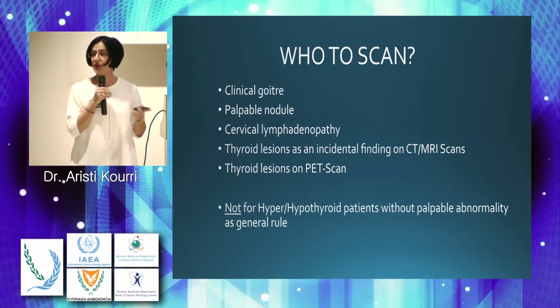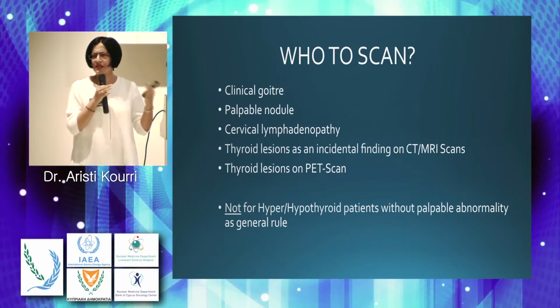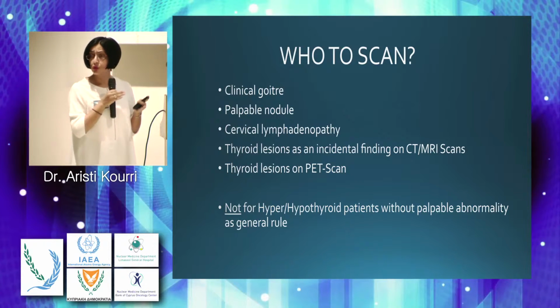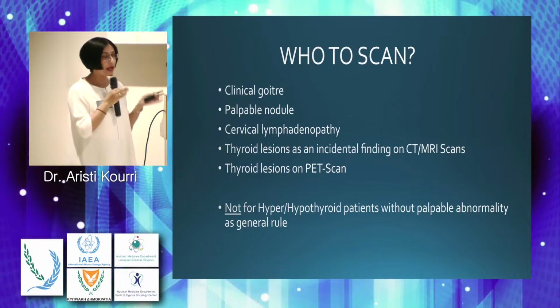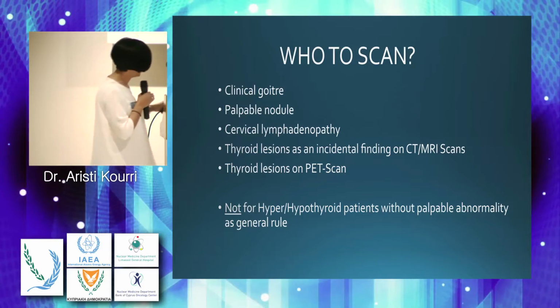Who to scan? You have a patient who has a focal lesion, or maybe doesn't have anything palpable. You have to scan someone with clinical goiter, with a palpable nodule, someone with cervical lymphadenopathy of unknown etiology, a thyroid lesion as an incidental finding on CT or MRI, and thyroid lesions on PET scan. You don't do scanning and procedures that have a cost for every hyper- or hypothyroid patient without palpable pathology as a general rule.